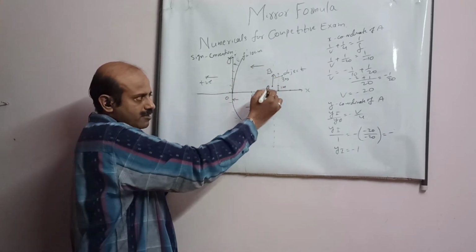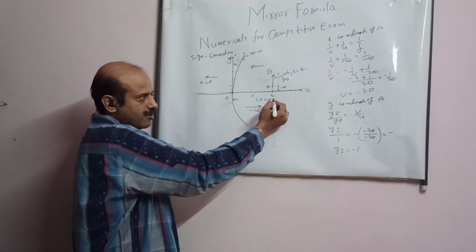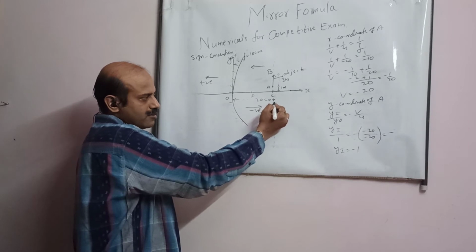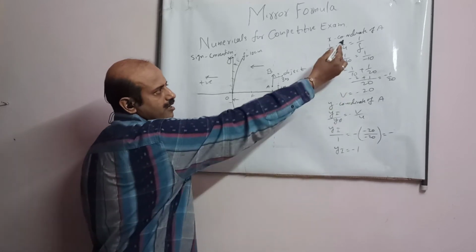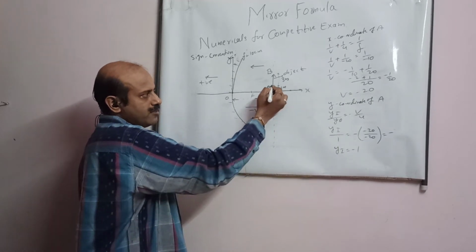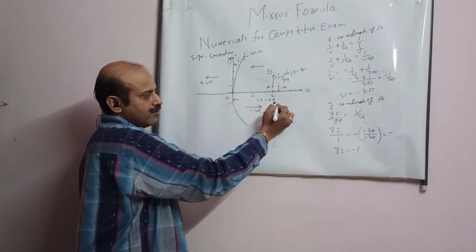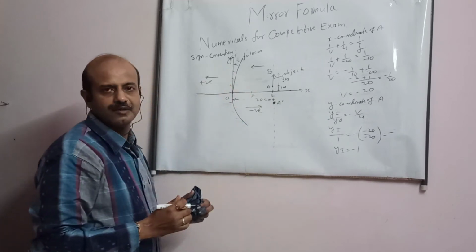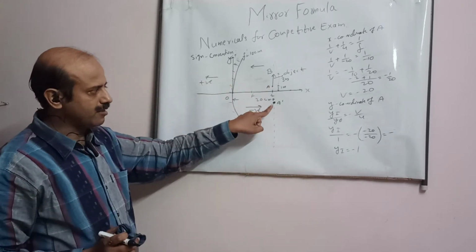This is x coordinate on this line. So minus 1 is below here, I have to go somewhere here. Now I got both the x and y coordinate of A. X is this, y is this. So this is the point, student. This is where the image of A is formed, student. A dash. I have calculated the image of A, A dash.